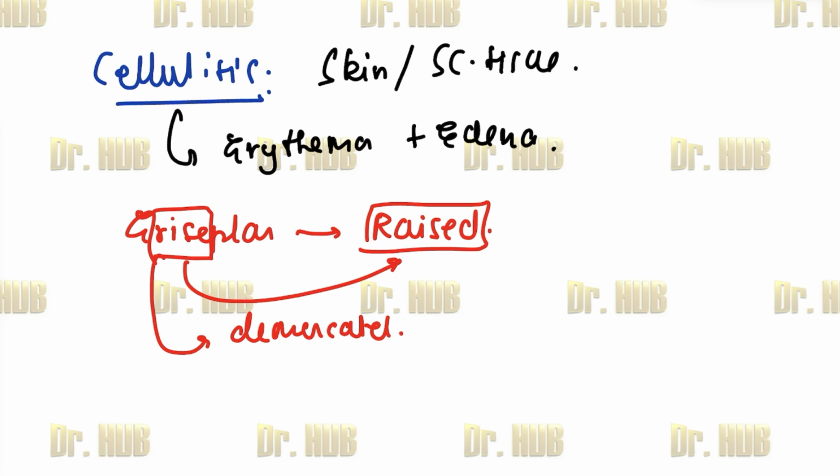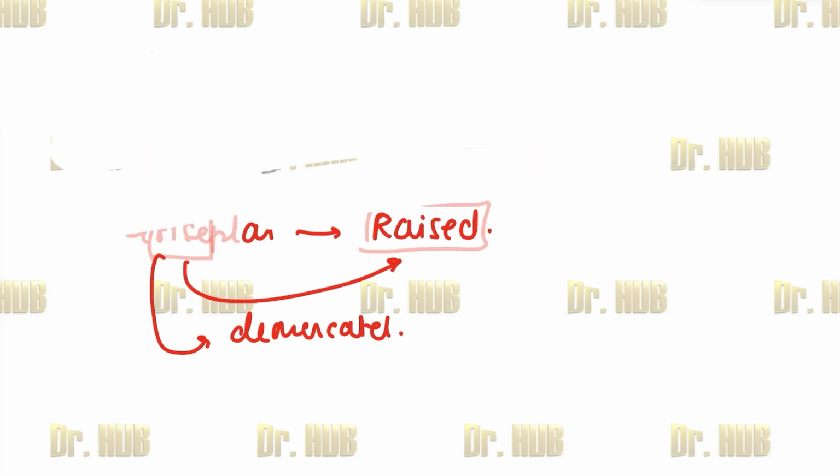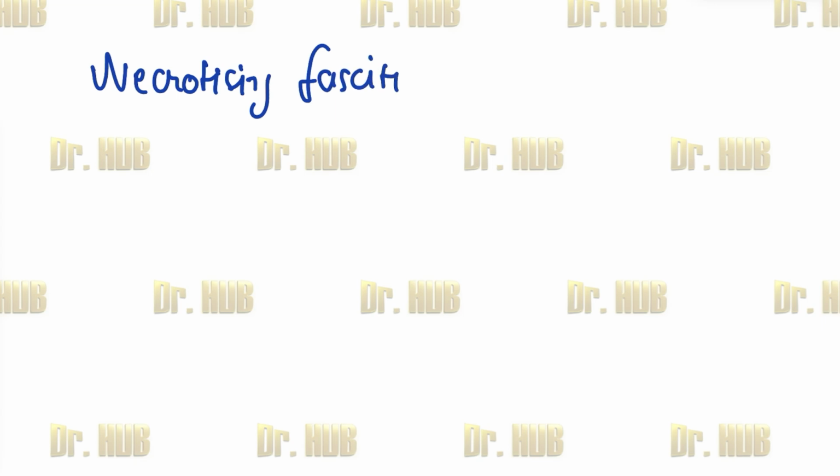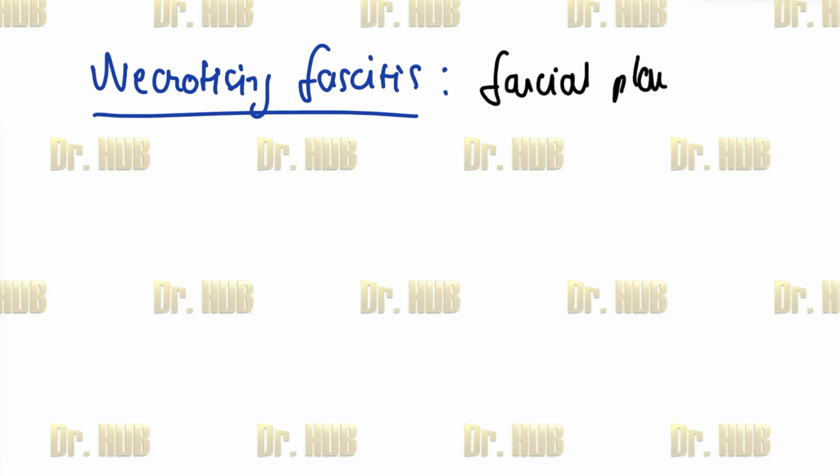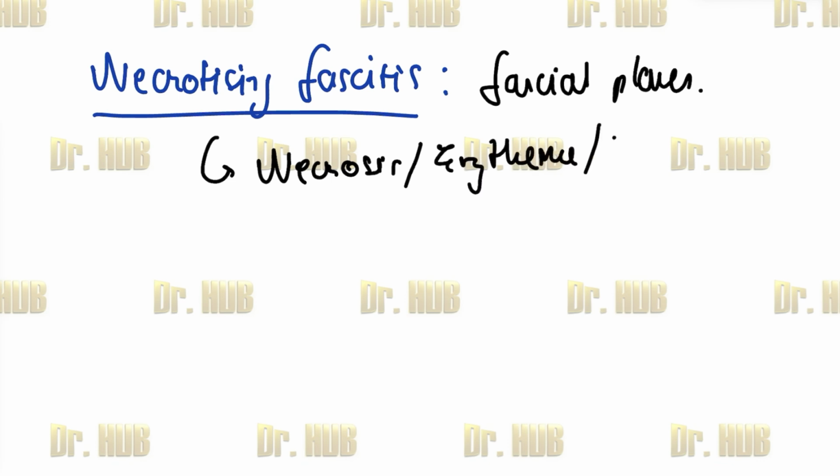Then we move on to the necrotizing fasciitis. The necrotizing fasciitis is an infection involving the fascial planes, and it is present with dark areas of necrosis, erythema, and edema. So it's going to include necrosis, erythema, as well as edema.